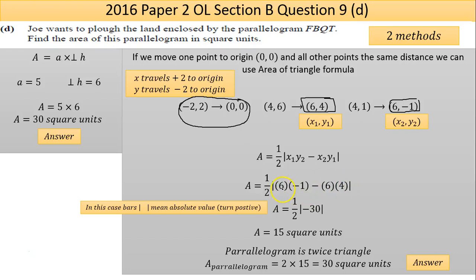But we're really saying 6 by -1 is -6. Now you're taking away 6 times 4. So it's -6 take away 24, which is the same thing as -30. Now I'm turning that positive, so half times 30 is 15 square units. That's the area of one triangle, but a parallelogram is made up of 2 triangles, so I'm doubling that. So 2 times 15 is the 30 square units, which is the same as the other method.